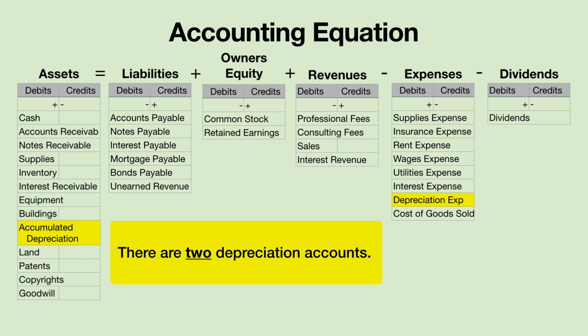Notice at this point that there are two depreciation accounts. We'll talk about this later in a future chapter, but what is depreciation? It's moving an asset to the expense category.